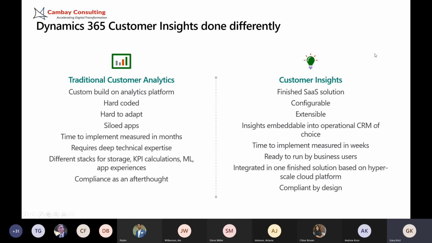So with customer insights, one, it's a web-based solution. You don't have to worry about the configuration, storage of that data. And it is configurable and very extensible. And the insights can be embedded right into your CRM so that somebody can see them as part of their normal everyday work. Time to implement is short, and it's ready to run by business users.